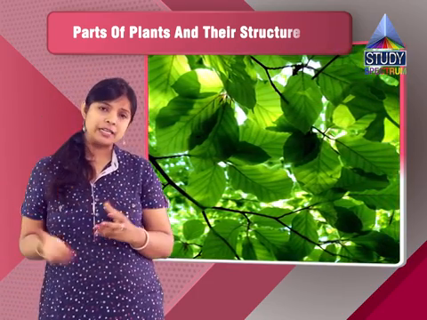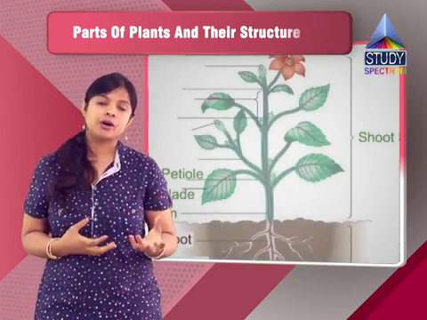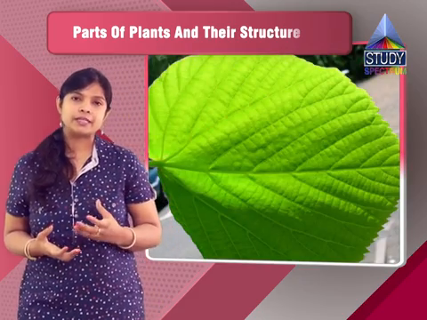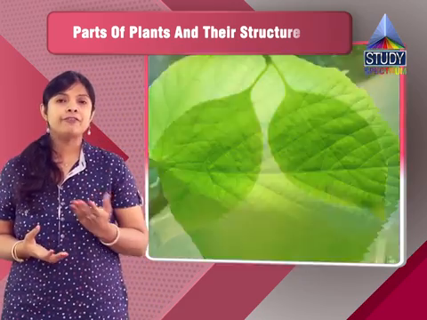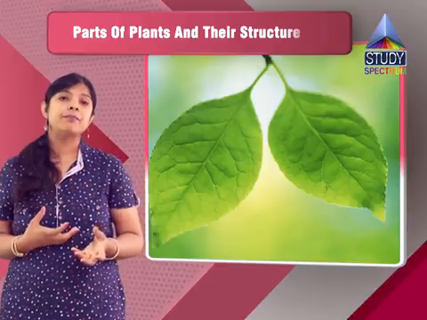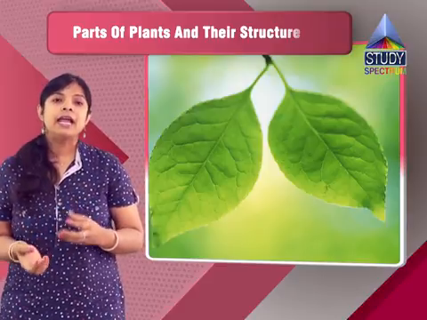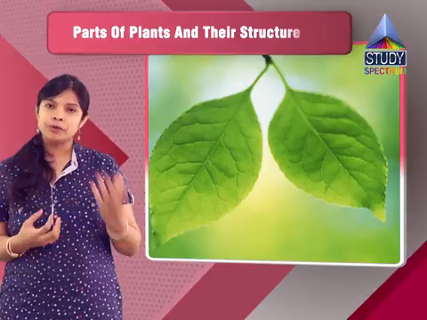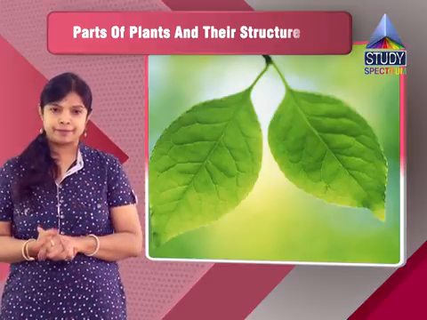So what are the parts of leaves? These are petiole, lamina, which we can also say leaf blade. Other than this, the midrib forms the venation, and there are also stipules present in the leaves.